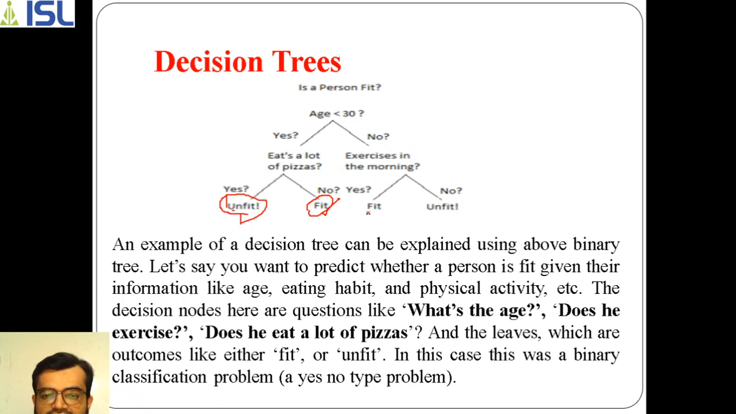Similarly here also, if it is no, then if the person is more than 30 and doesn't exercise, what happens? They will be in the category of unfit, and if the person regularly exercises in the morning, then the person comes under the category of fit. So in that sense, decision trees are being used.